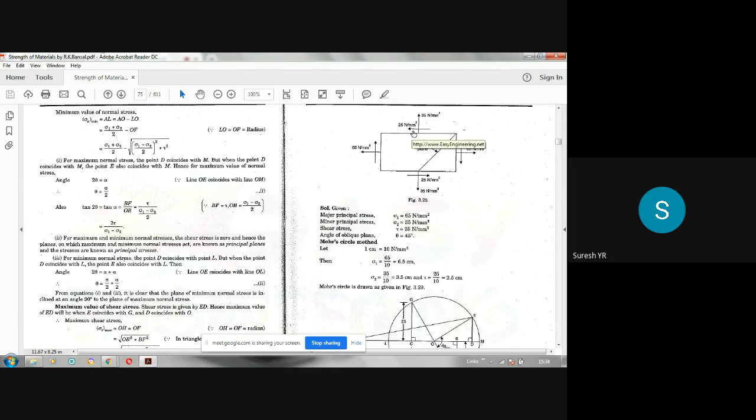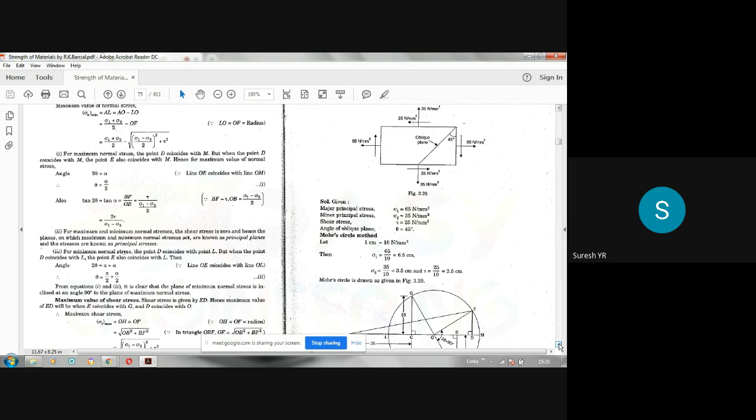You have to choose a particular scale for drawing the Mohr circle. Depending on the values of the stresses given in the problem, you can choose some scale. So now let us choose 1 centimeter is equal to 10 Newton per mm square. Then sigma x will be 6.5 centimeter, sigma y will be 3.5 centimeter, tau will be 2.5 centimeter. So that is the conversion on the graph.